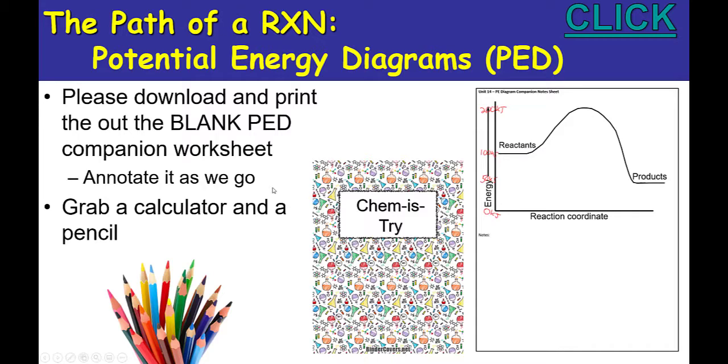If you haven't already done so, please download and print out the blank potential energy diagram companion worksheet. It's going to look like this and gives you spots to take notes directly from this lesson. You can also annotate the sample potential energy diagram with what you are learning about. You also may need a calculator, and you most certainly are going to need a pencil. So without any further ado, let's get started.